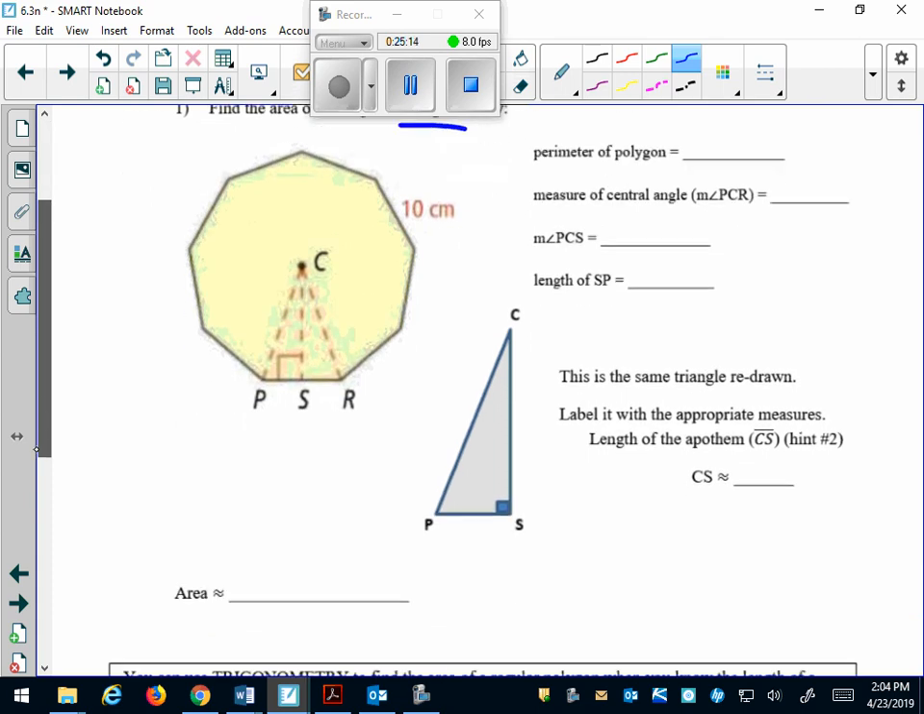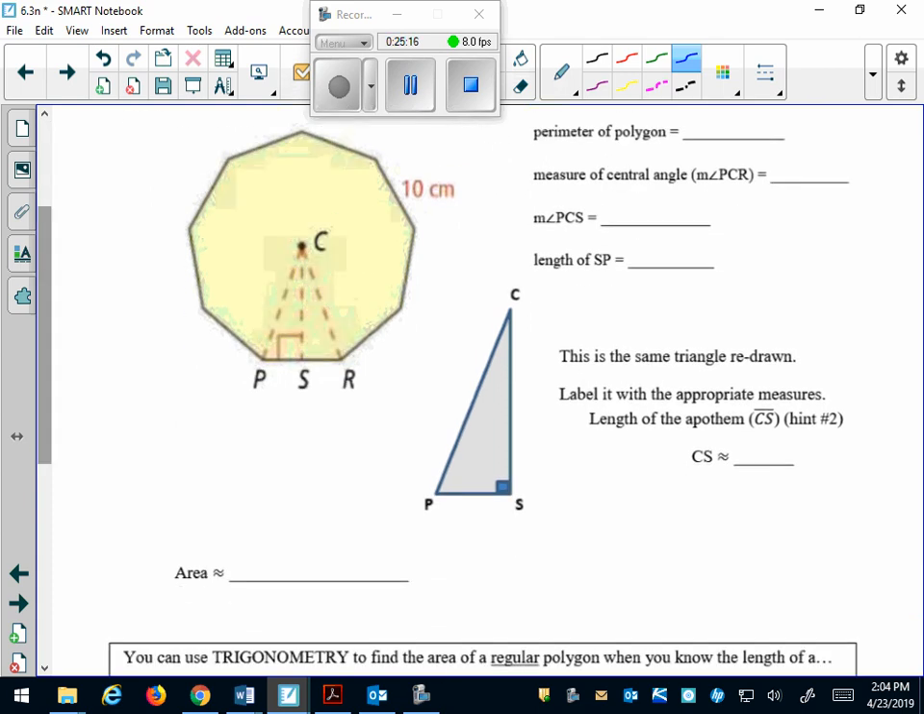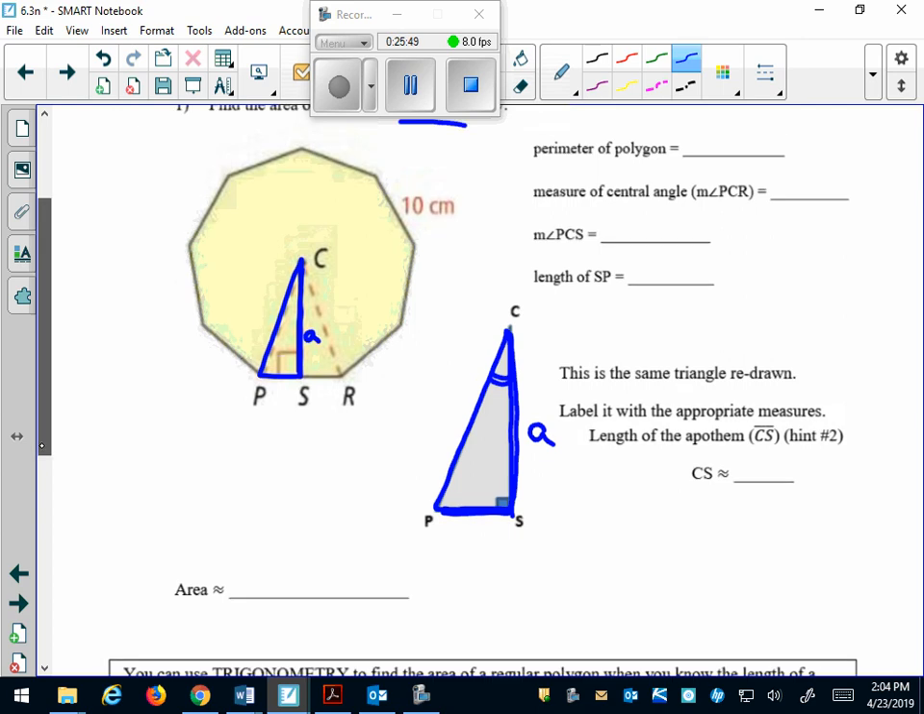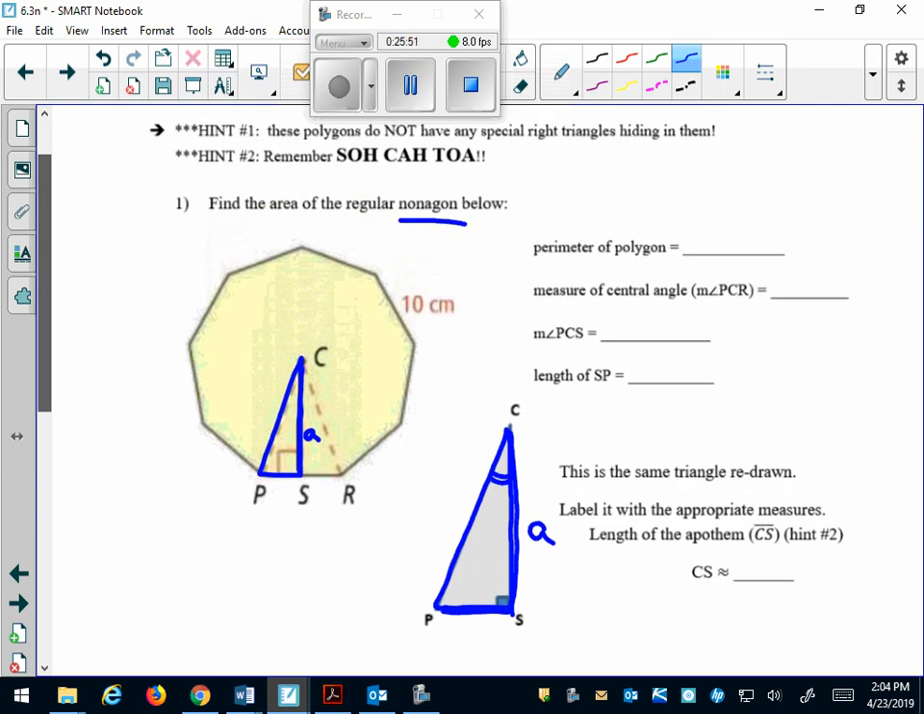We are going to do the same process of pulling out this right triangle. Even though it's not special, it's still the triangle that we have to focus on. Again, like I said before, what we care about are the length of this side and the length of the apothem, which is the height of this triangle. In order to make this work, the angle that we care about is that little angle right there. Now, we have a nonagon. Each side is 10.